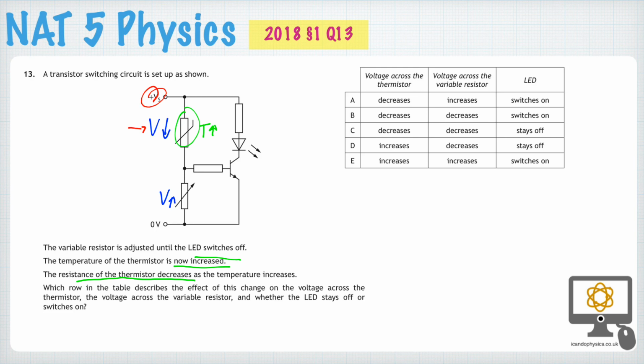So let's have a look at our table. The voltage across the thermistor decreases. That is correct. The voltage across the variable resistor increases. That is correct. So the only one that actually fits what we've discussed so far is A, and that will of course switch the LED on. So the answer therefore is A.